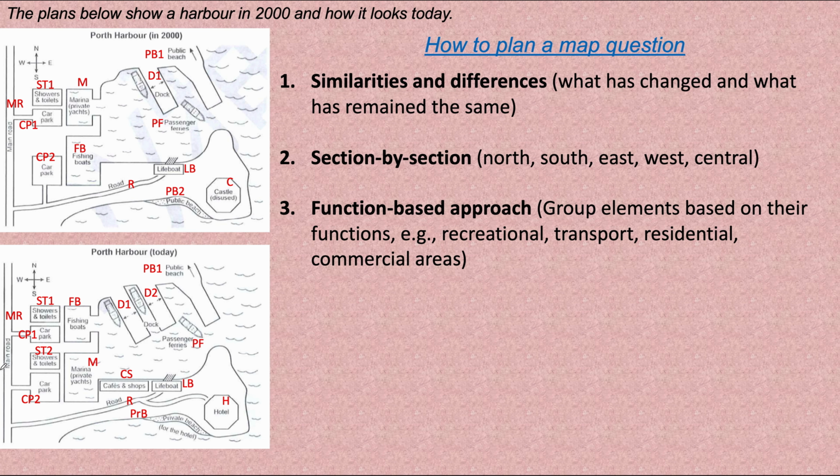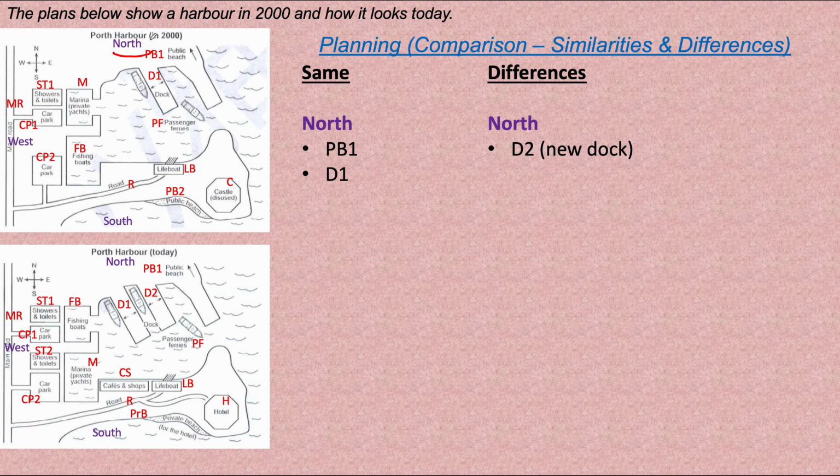Now we start noting down the similarities and differences in the map. We start with the north. In the north, what is the same between the two maps is the public beach and one of the docks. So we have written these two under what has remained the same. The difference is that a new dock has been constructed.